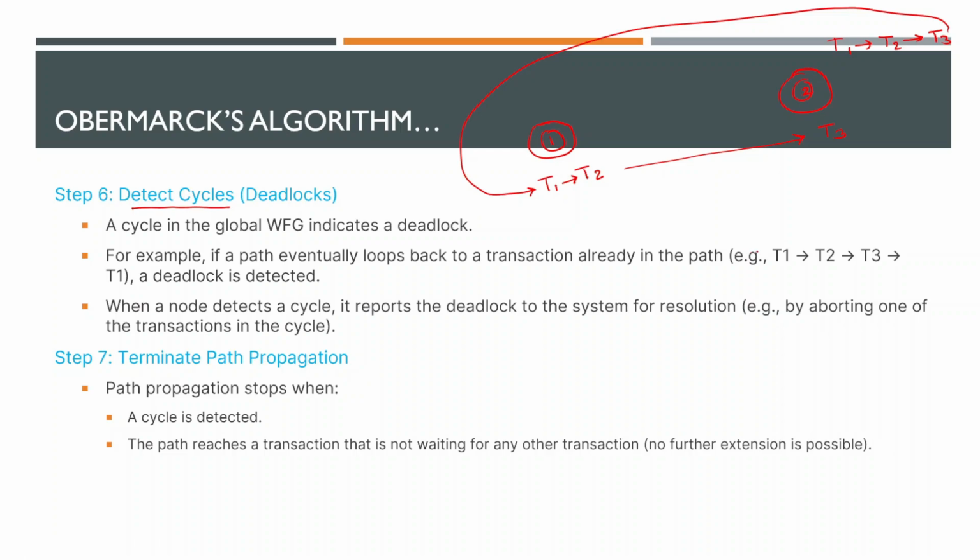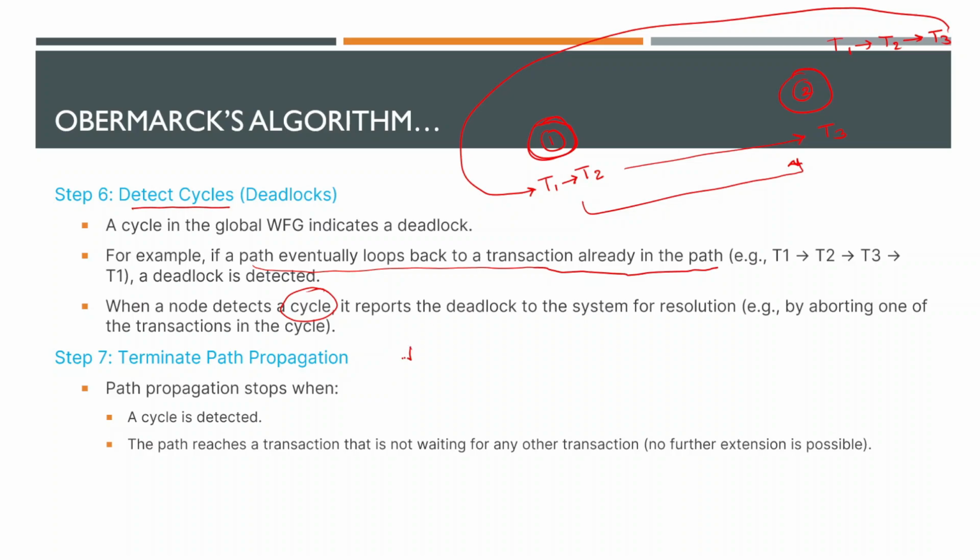So what is happening here is that the complete cycle is getting formed. If there is a cycle, then eventually the complete path will loop back to the transaction which initiated this path. So in this case node 1 has initiated the path, and then after following the dependencies the path comes back to node 1 itself. If this happens, then we can say that there is a cycle in the distributed environment, or there is a deadlock in the distributed environment.